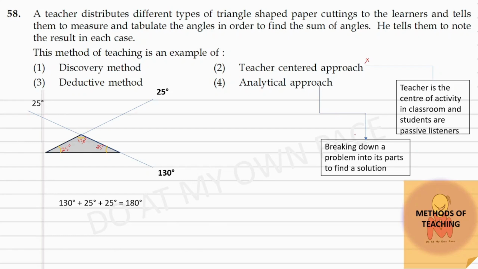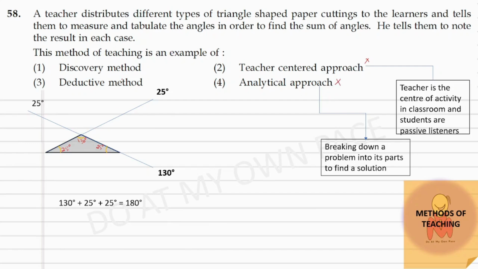Analytical approach. What it says is breaking down a problem into its parts to find a solution. If they have given you one angle and asked to find the other two angles, or any one angle, then it would be the analytical method. We usually use this method in mathematics, but in this activity, this approach is not taking place.